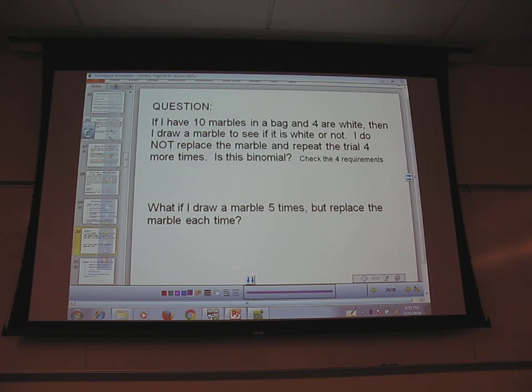All right, so you have the 4 requirements written down, right? Go ahead and take a look at them. Decide if there is a fixed number of trials, if each trial only has 2 possible outcomes, and then if each trial is independent and identically distributed. So first of all, what are you doing over and over again? Picking a marble. So that's your trial. From there, try to figure out if it's binomial or not. Talk to your neighbors for 30 seconds. Go ahead.